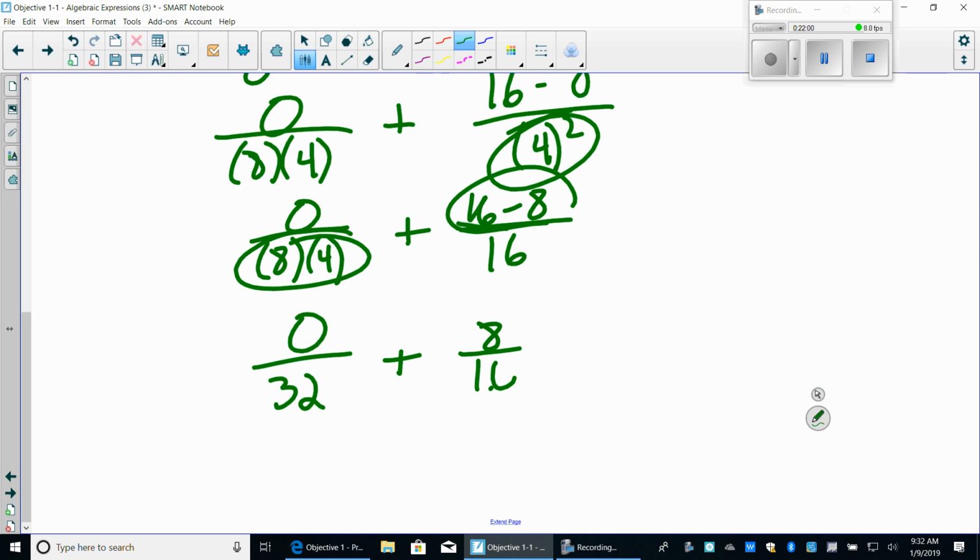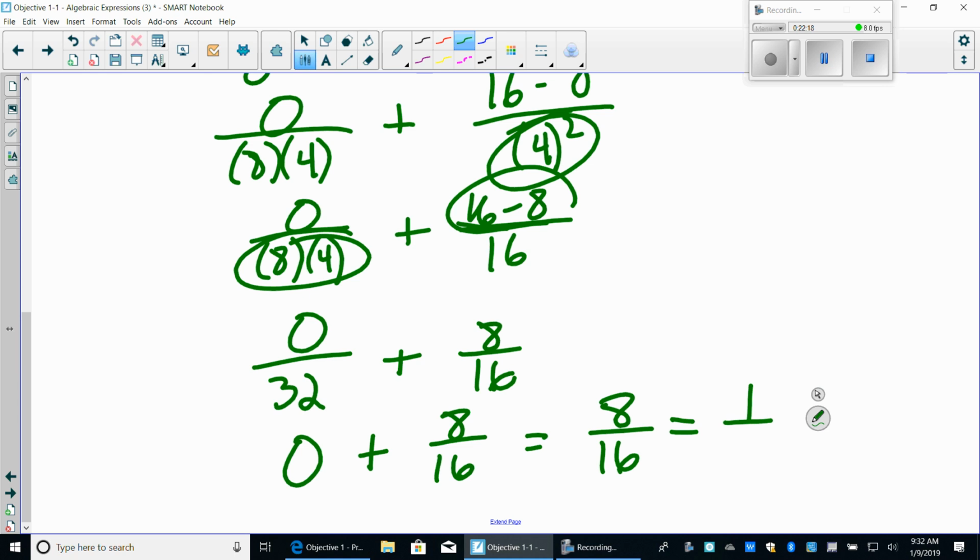Okay. What's 0 divided by 32? 0 plus 8 over 16. What's 0 plus anything? Itself. And then what do you do if you get a fraction? You simplify it. And I'm so glad that I didn't even have to say that. Y'all did it on your own. You need to take that and simplify it. Okay? All right. One last one, then we'll get active.